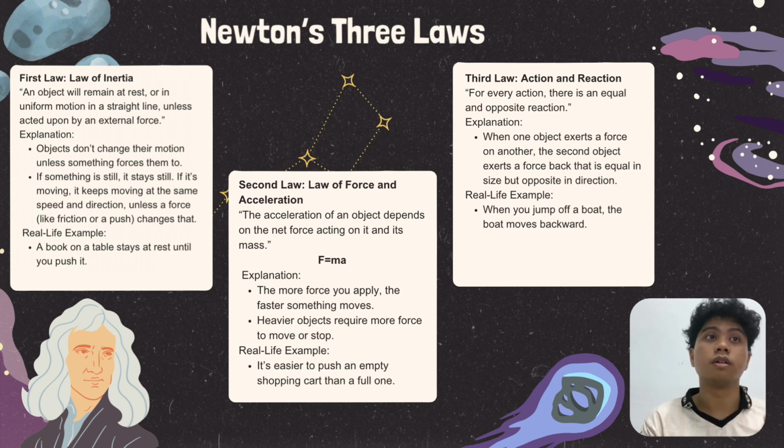And now the third law, action and reaction. For every action, there is an equal and opposite reaction. For the explanation, when one object exerts a force on another, the second object exerts a force back that is equal in size but opposite in direction. For example, when you jump off a boat, the boat moves backward.